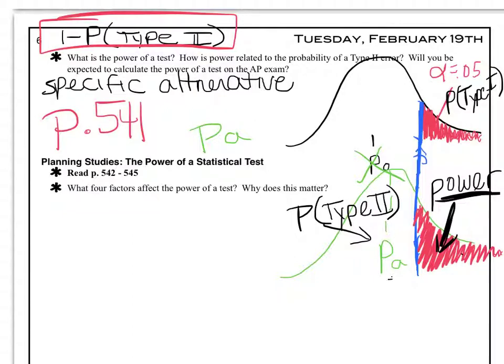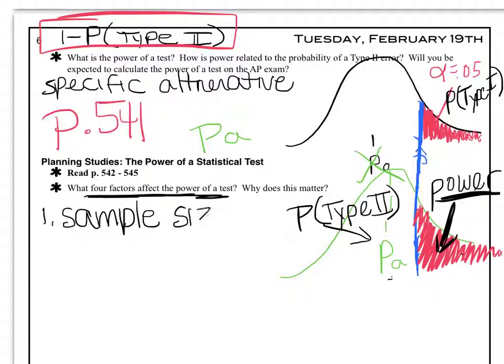So there are 4 factors that affect the power of a test. Number 1, sample size. The larger your sample size, the more narrow your sampling distribution, which is better for your power. Number 2, effect size. Like I said, effect size is the distance between your null value and the alternative value. And the larger the effect size, usually the larger the power.